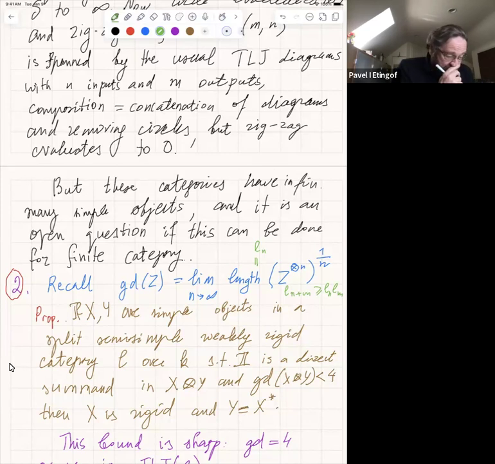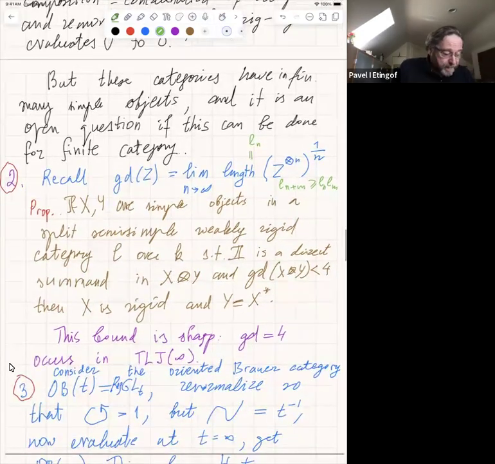And the proposition is that if you have two simple objects, X and Y, in a split semi-simple weakly rigid category C over K, which is not assumed to be braided anymore, and 1 is a direct summand in X tensor Y, and the growth dimension of X tensor Y is less than 4, then X is rigid and Y is X dual. And this bound is sharp, unfortunately.